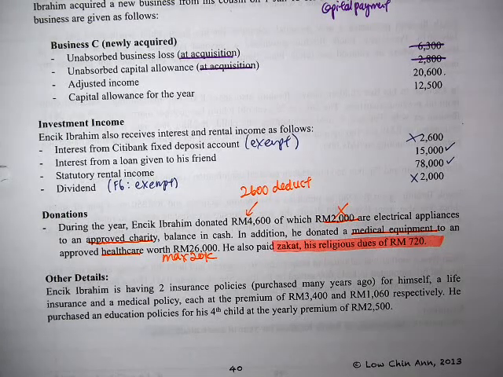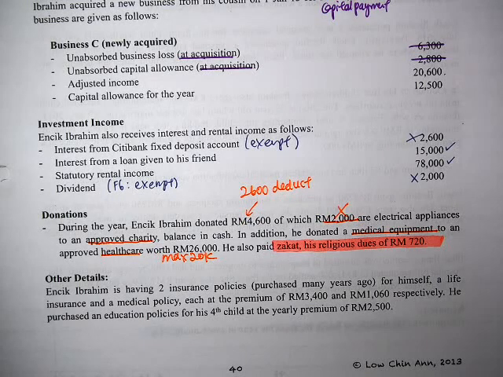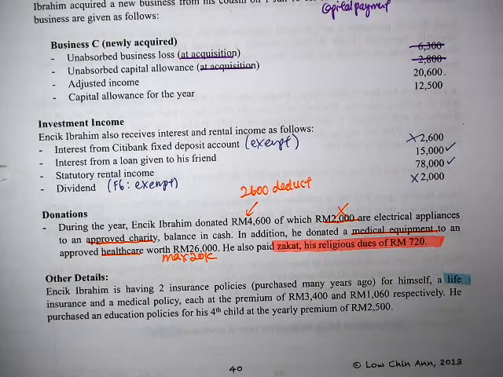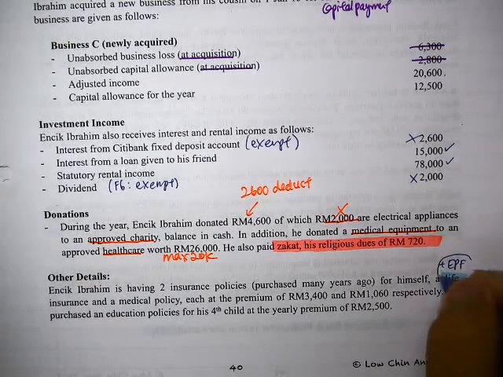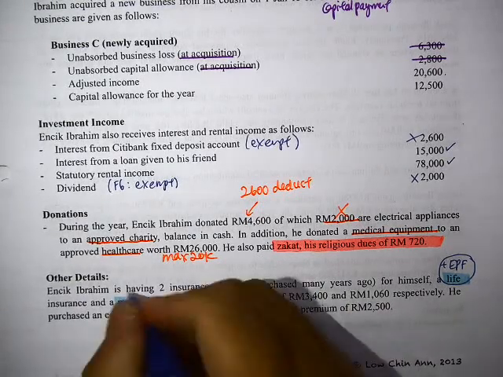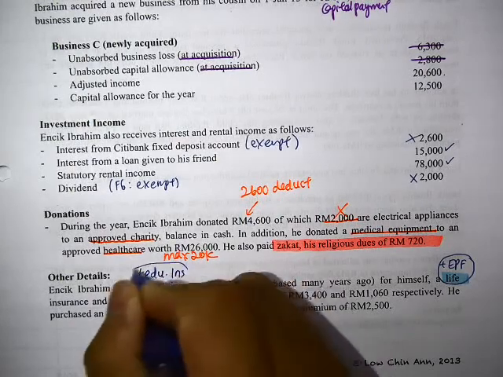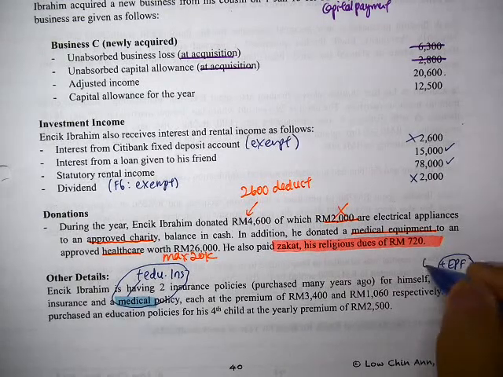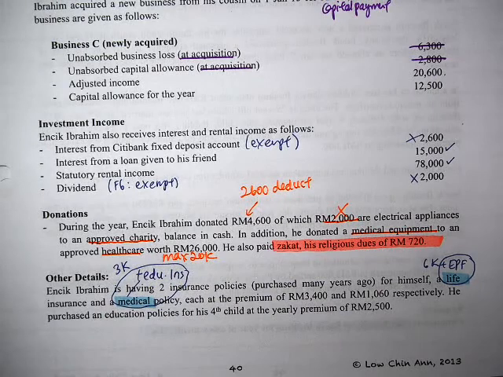Now these are all details to do with relief. So let's start reading. While going through, I will indicate the amount that you're going to claim. Now Ibrahim has two insurance policies purchased many years ago, life insurance and medical insurance. Now life insurance goes together with what? EPF. Life insurance goes together with EPF, and the medical policy goes with what? Medical goes with education insurance. There are two different types of insurance, so you don't mix up. Now this is 6,000 maximum, this is 3,000 maximum.